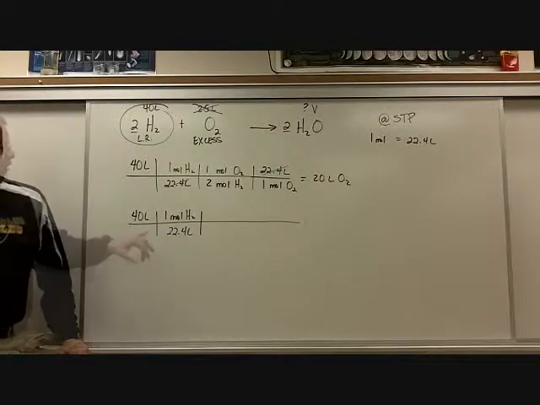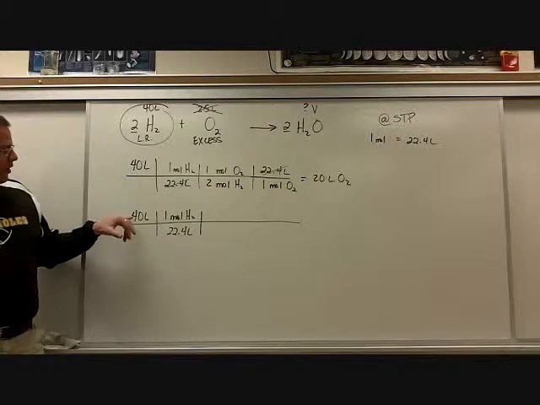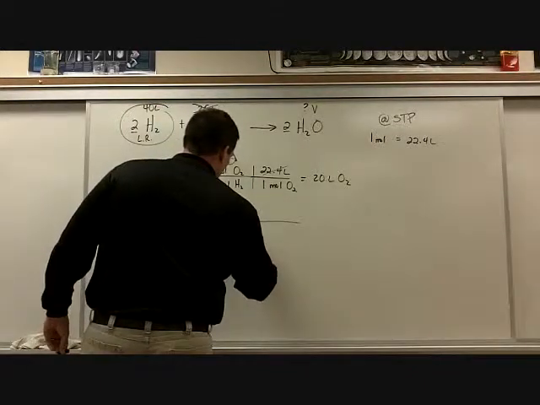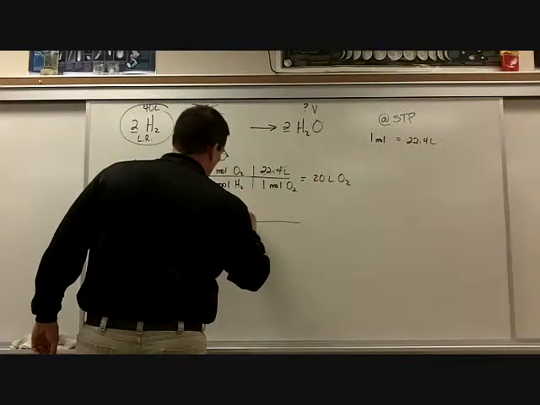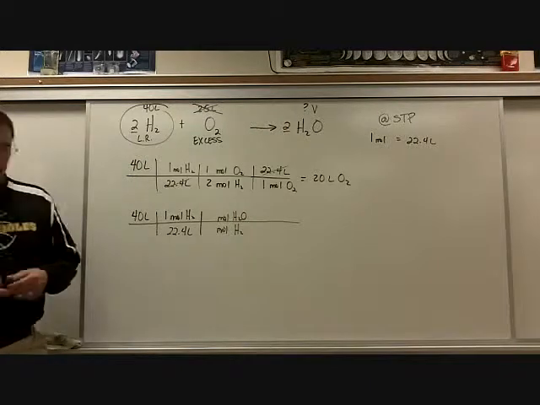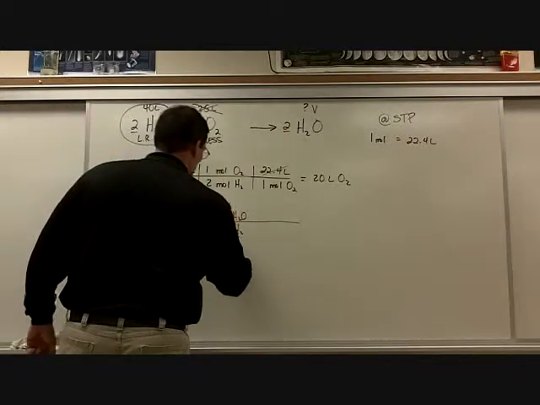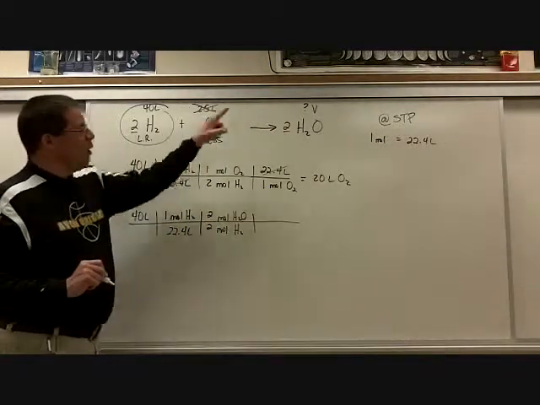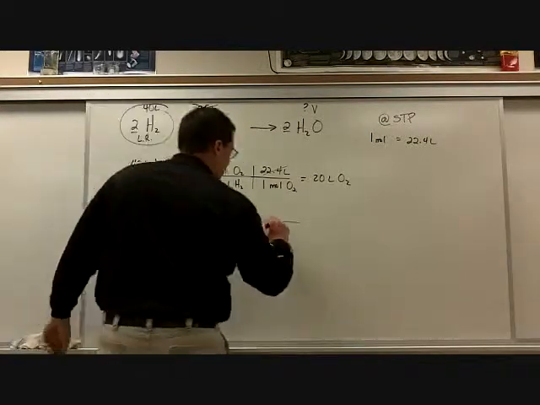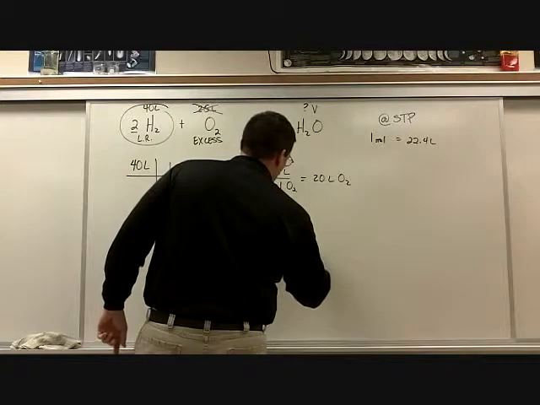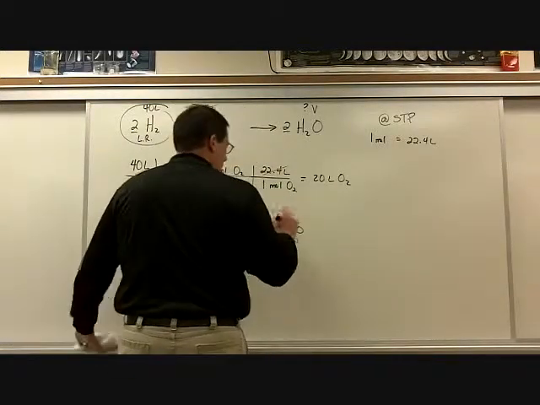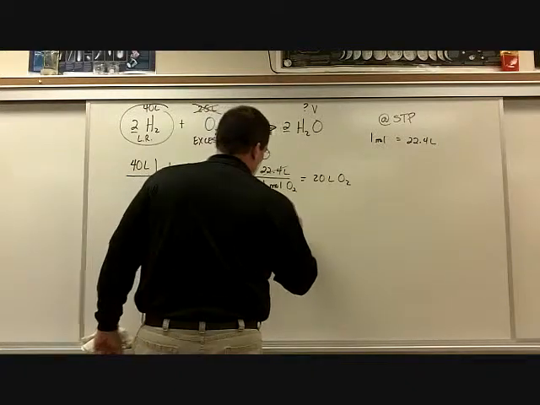So once we've converted our liters into moles, then we'll use the mole ratio: moles of hydrogen to moles of water. And what values go there? 2 and 2 from the balanced equation. And then we need to go to our volume unit, which is liters. So we'll move our unit moles of water down, and we'll put our 22.4 on top.